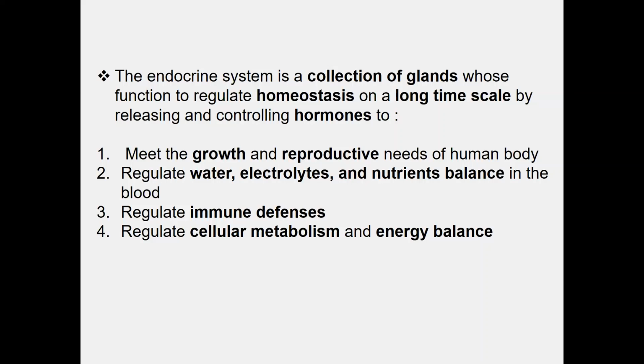We will talk about the endocrine way of coordinating the function of different types of cells, tissues, and organs in our body. So the endocrine system is a collection of specialized cells that form specialized glands. These glands secrete chemicals or ligands called hormones, which will regulate the homeostasis in our body. These hormones are important to regulate the growth and the reproductive function of our body. They regulate the balance of water, electrolytes, and nutrients in the blood. Also, they are necessary to regulate the immune system. Also, they regulate the metabolism and the energy balance in our body.